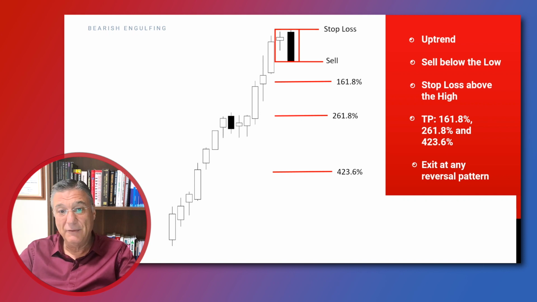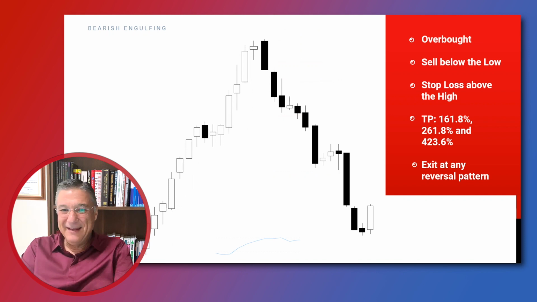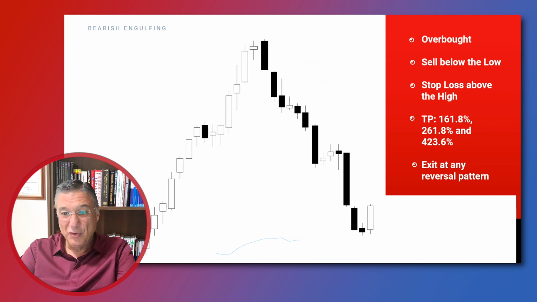Anytime we identify any reversal pattern in the opposite direction, it's a good excuse to close the remainder of our trade. Good. One more strategy. Now we combine the candlestick reversal pattern, the bearish engulfing pattern, with oscillators. In this case, we're going to use our favorite oscillator, and we would like to see this oscillator overbought before we enter the market.